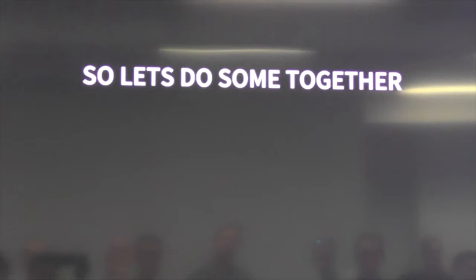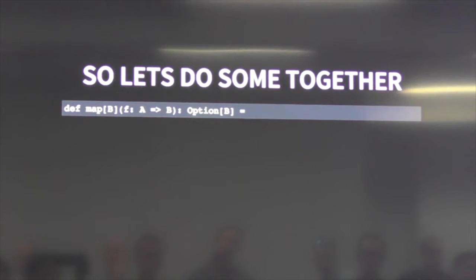If we're going to write a map function for option, I'm going to put a type signature up, that might help. This is going to run on some optional value. So we've got an Option[A], and we're going to call dot map on that option.